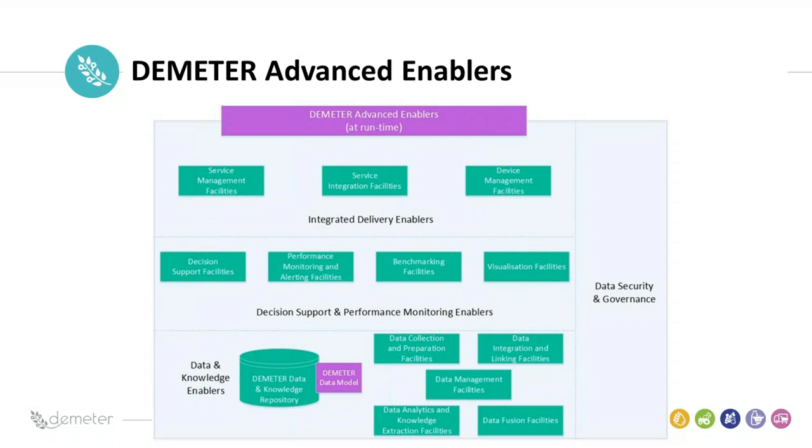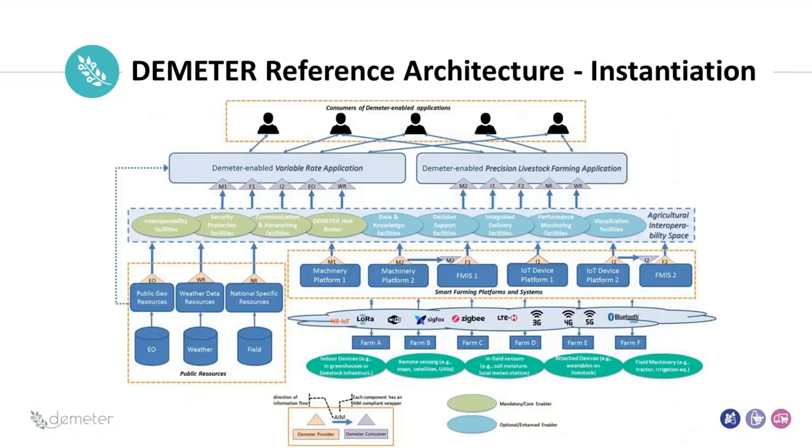These cover not only data and knowledge enablers with enhanced functionality such as knowledge extraction, machine learning, data integration, fusion, data quality control, and so on, but also decision support, benchmarking, and performance monitoring enablers you see in the middle horizontal layer. Also service management facilities, service integration facilities, device management facilities in the integrated delivery enabler layer. And everything again is coupled with the necessary data security and governance enablers that we provide that, among others, support authorization, authentication, traceability facilities, and so on.